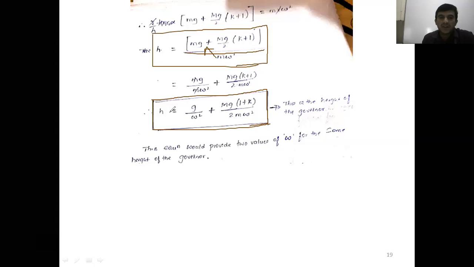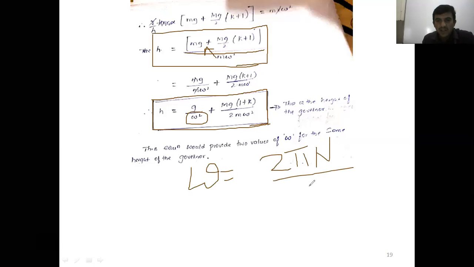This is the height of the governor, where h is the height of the governor. Now where will we get the speed of the governor? The speed of the governor is nothing but omega, the angular velocity. As you know, what is the general equation for angular velocity? Omega is 2 pi n by 60 radian per second. You substitute omega is equal to 2 pi n by 60, then again simplify it. Finally, you'll get the n equation. That is the speed of the governor.